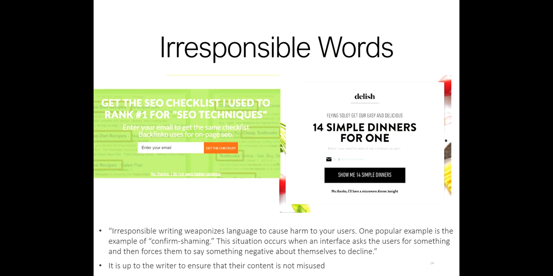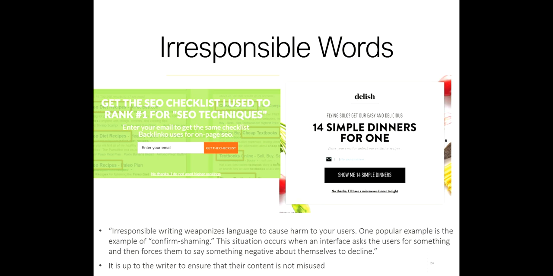Having said that, there's also the idea of irresponsible words, and again, this is from the book. Irresponsible writing weaponizes language to cause harm to your users. One popular example is confirm shaming. This situation occurs when an interface asks the users for something and then forces them to say something negative about themselves in order to decline. So that's what you see here. Get the SEO checklist I use to rank #1 for SEO techniques. Enter your email, blah blah blah, and the way to get out of this is to click on the no thanks, I do not want higher rankings.